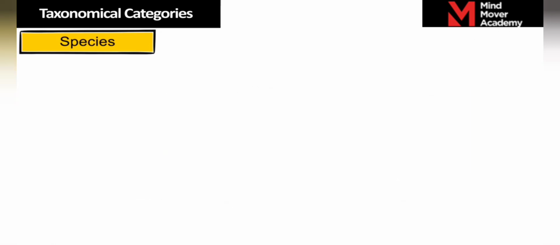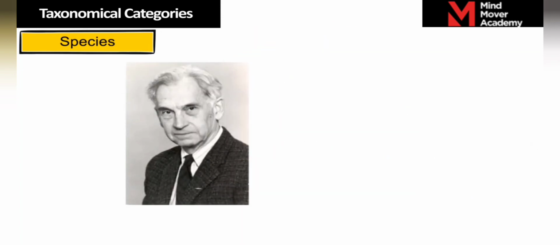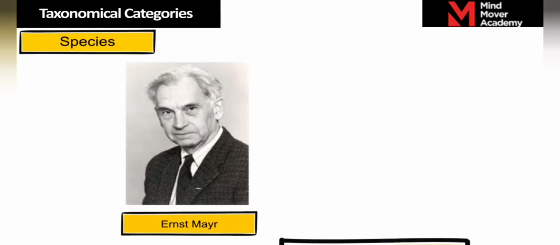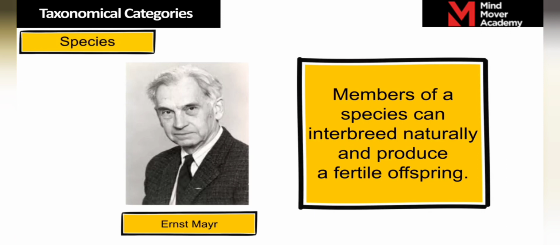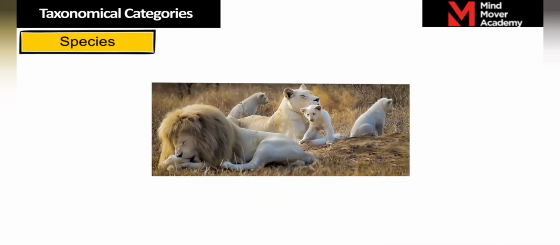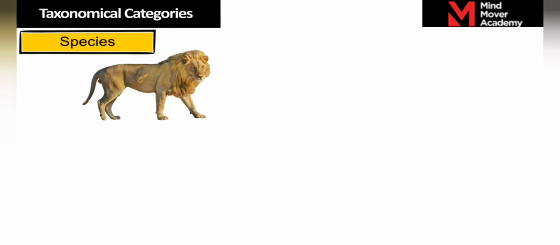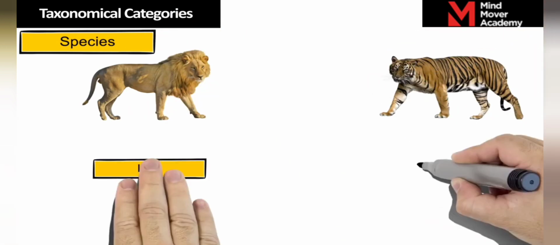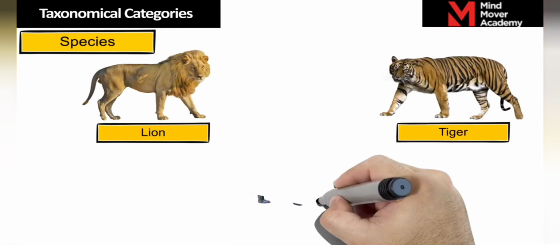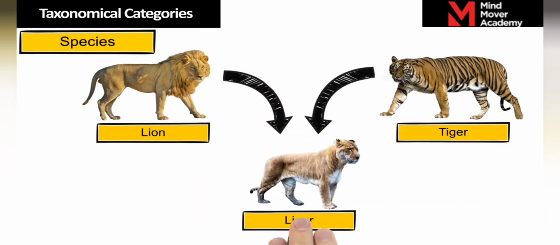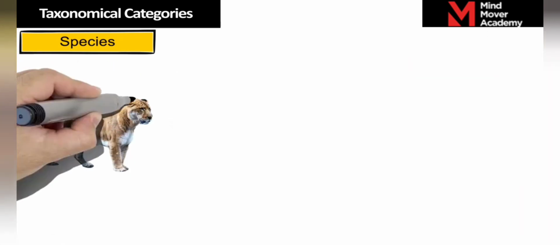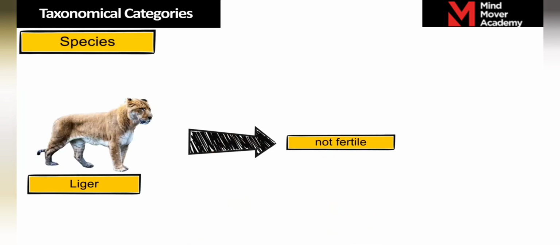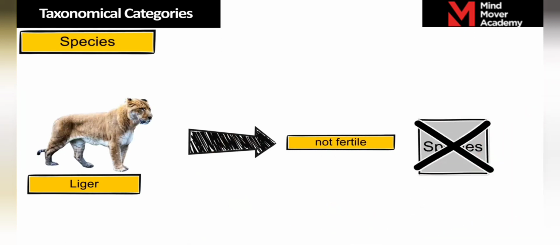Now according to the biological concept of species given by Ernst Mayr, members of a species can interbreed naturally and produce a fertile offspring. For example, all members of species leo can interbreed naturally and produce a fertile offspring. Now, do you know what name has been given to the offspring produced by the interbreeding of a lion and a tiger? So the offspring is known as liger. And students, liger is not fertile and therefore is not a part of any species.